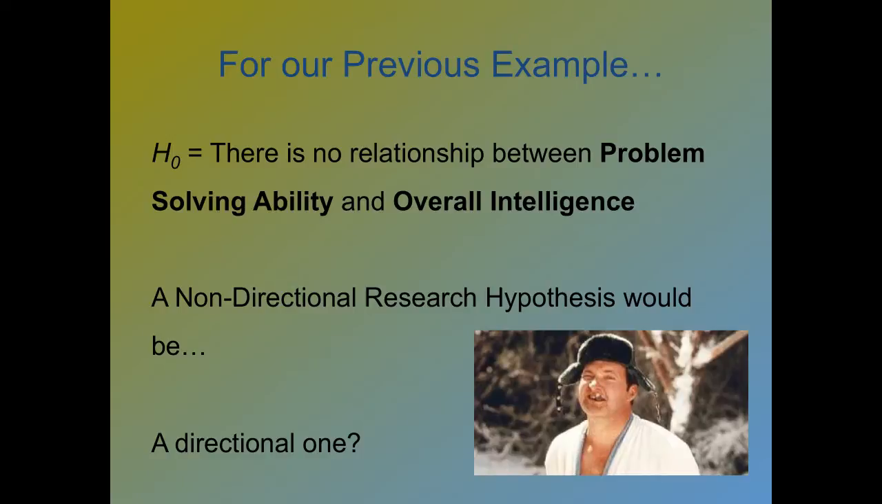So a directional hypothesis for this example would state something like increased intelligence is associated with higher problem-solving ability. Okay? So here I'm talking about increased intelligence, right? So people who are smarter have a better problem-solving ability. I'm not simply saying that intelligence has something to do with problem-solving ability. I'm saying that increased intelligence, or smarter people, are better problem solvers.